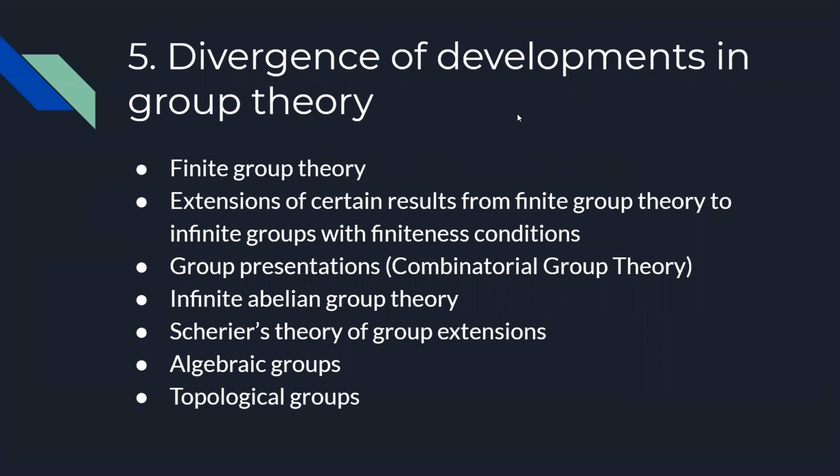And finally, we have the divergence of developments in group theory. Finite group theory, extensions of certain results from finite group theory to infinite groups with finiteness conditions. Group presentations, otherwise known as combinatorial group theory. Infinite abelian group theory. Schreier's theory of group extensions, algebraic groups, and topological groups.